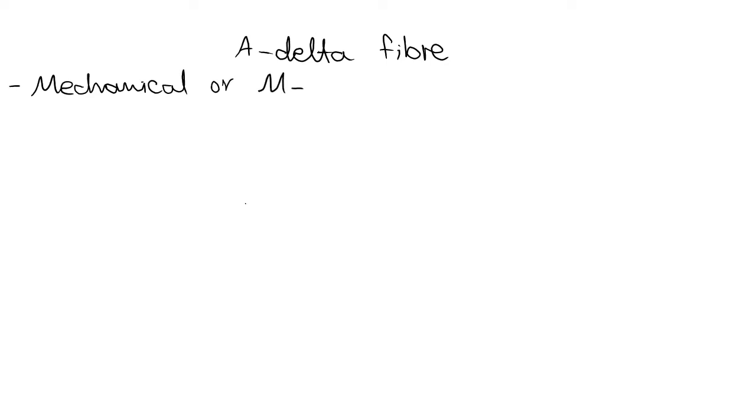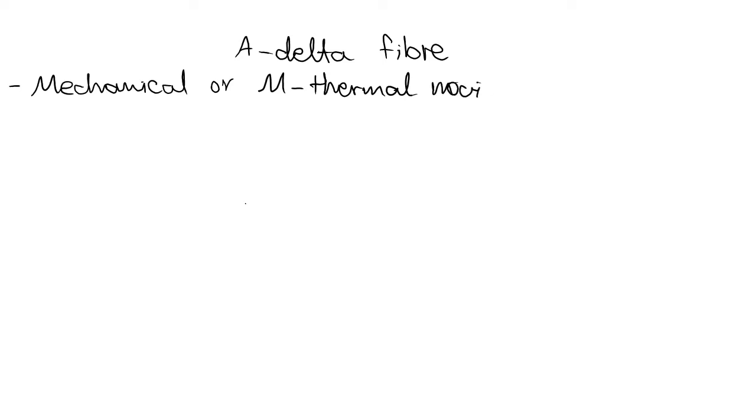But firstly, I'm going to be talking about pain transmission and the two main nerve fibers that allow for this transmission to actually occur. The first fiber that I'm going to be talking about is called an A delta fiber. Now, A delta fiber nerve transmitters are defined as mechanical or M-thermal nociceptors. Now, what does that mean?